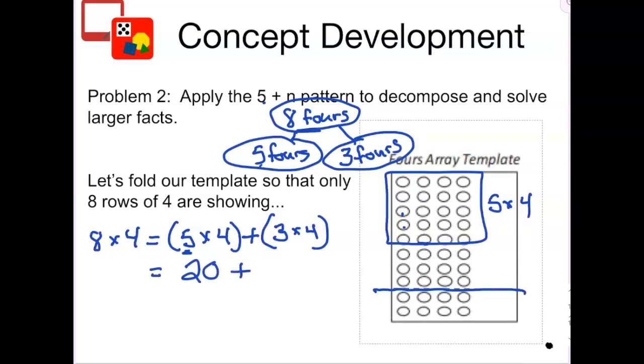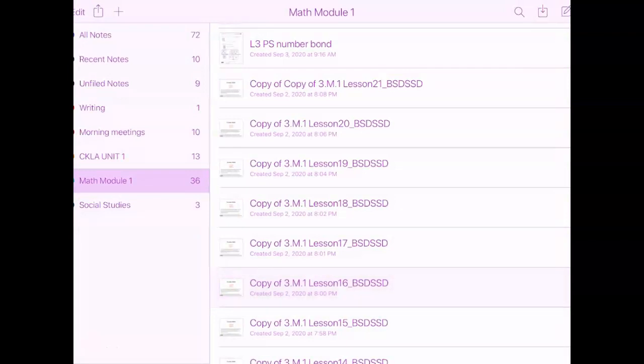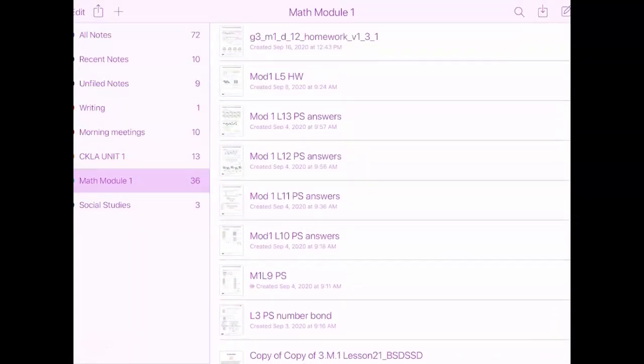But 5 times 4 is 20. We should be learning that. That should be sticking in our brains. And then 3 times 4 right here is, well, if you're not sure, you could skip count by 4s: 4, 8, 12. And now we get 32, because a 10 is easier to add. And some of this is going back to what you practiced in 2nd grade too.